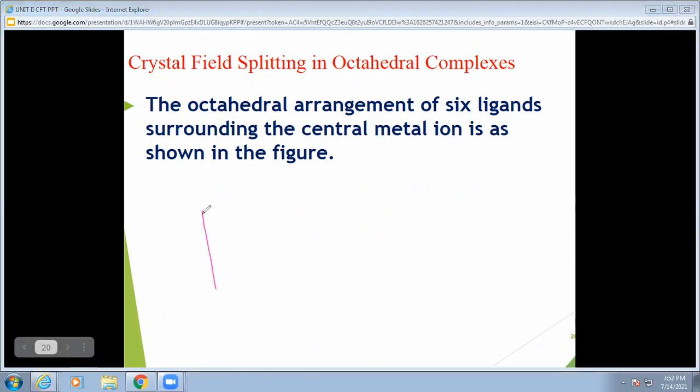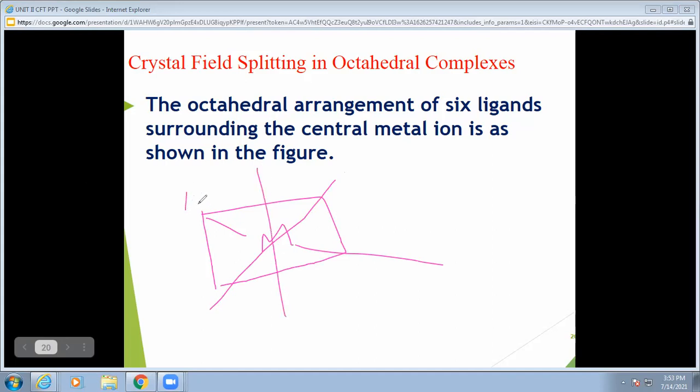Octahedral is like this. This is the metal, and the ligands approach along the axes like this. This is one axis, this is one axis, this is one axis, and these are the ligands. The ligands are negatively charged. In the octahedral complex, the ligands approach the metal.